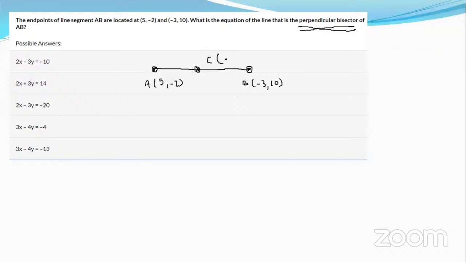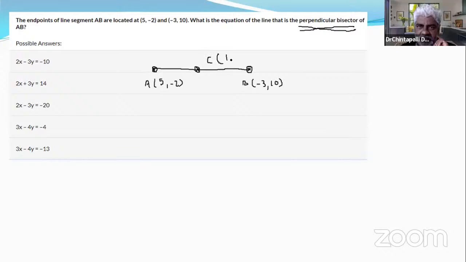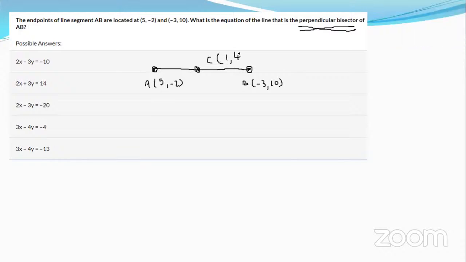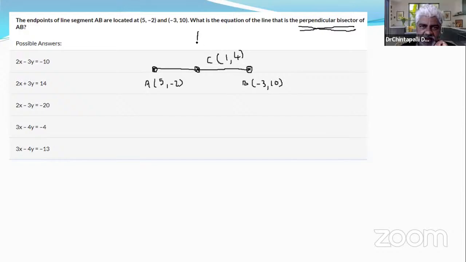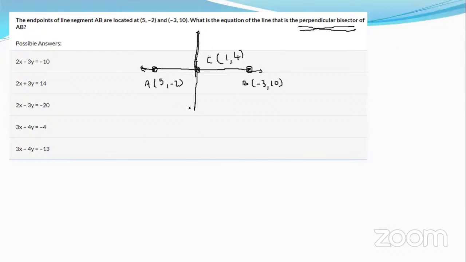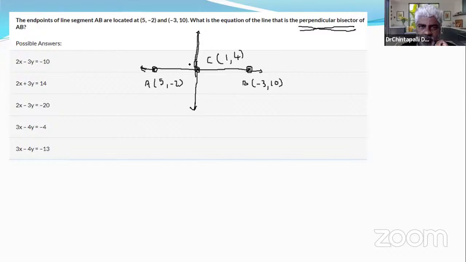-3 plus 5 over 2, yes, it is 1, and 4. Agree? Yes, sir. Now, this is the required line, the required perpendicular bisector. The perpendicular bisector passes through the midpoint and is perpendicular to the given line. So we need the slope of the given line.